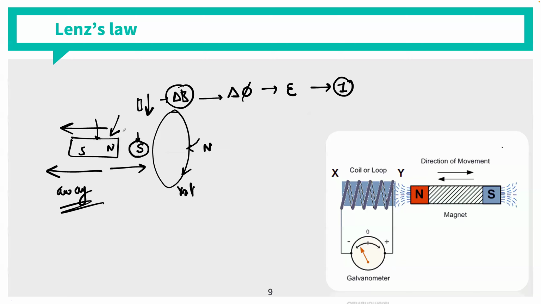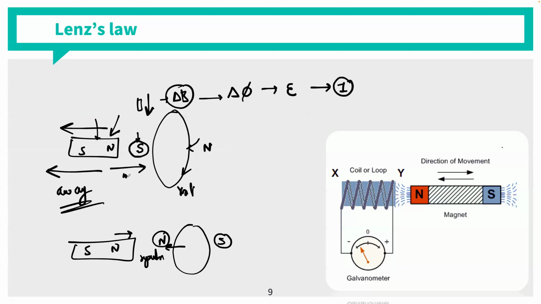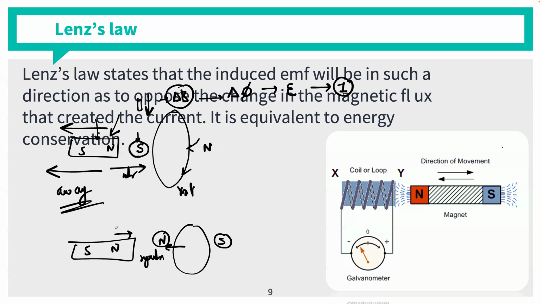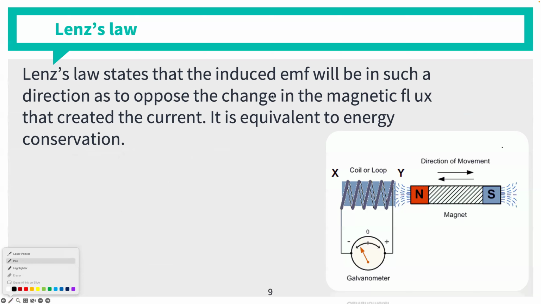Because the magnet is trying to go away, Lenz says no. The EMF induced in the coil will not let that magnet go away. And when the magnet was trying to approach, the coil will not let the magnet approach, which will make north to be induced on the left side and south to be induced on the right side, which will cause repulsion between them. Here it is causing attraction, here it is causing repulsion. So in simple terms, Lenz's law states that the induced EMF will be in such a direction as to oppose the change in magnetic flux that created the current.